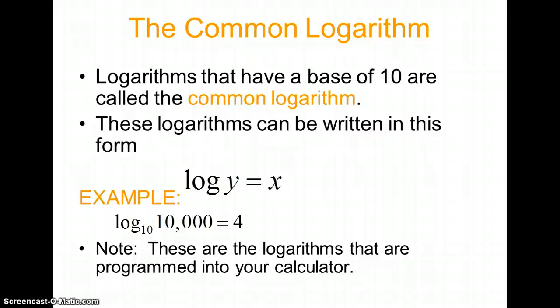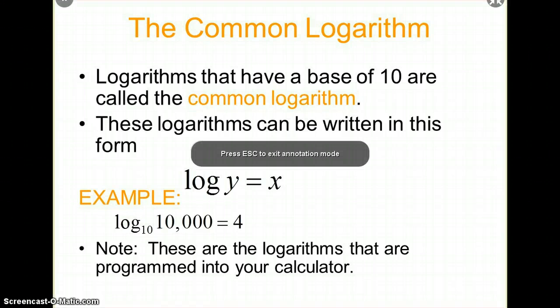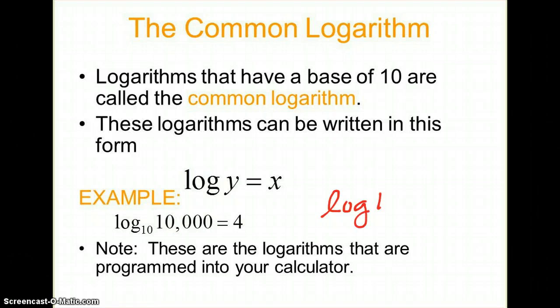These are the ones that would be programmed into your calculator. So when you see that log button on your calculator, it's the base 10 logarithm. Like down here, in my example where it says log base 10 of 10,000 equals 4, I don't really need to write it that way. I can actually just say log of 10,000 and type that into my calculator like that. And when I do, my calculator will tell me that it's 4.